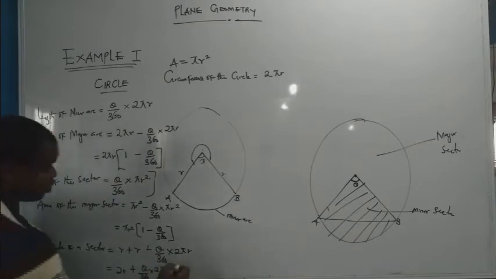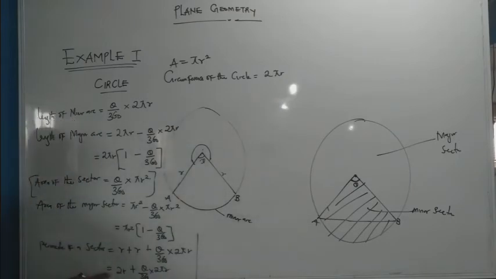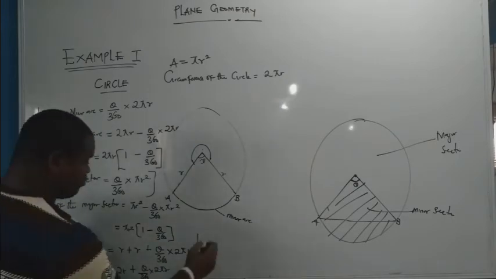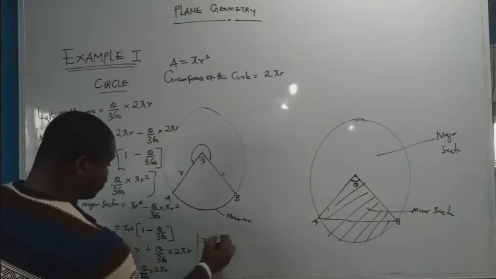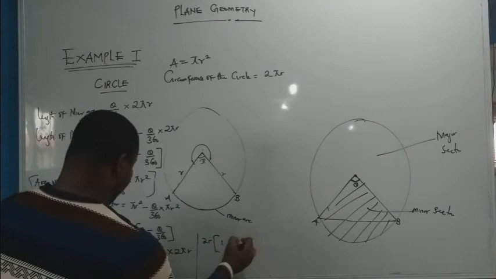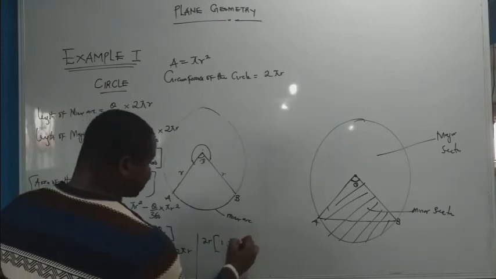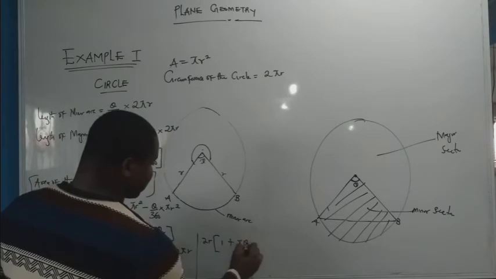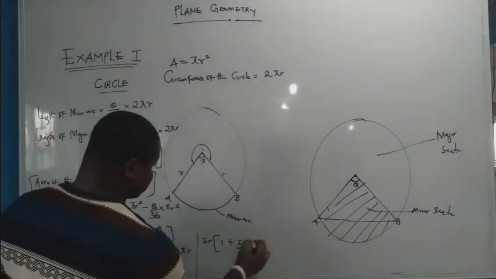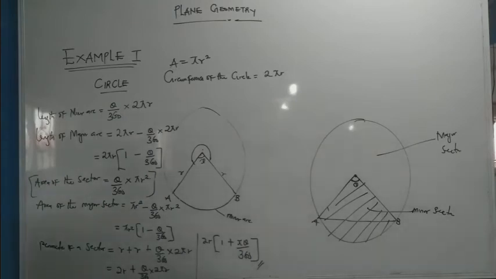You can factorize that. When you factorize this, what do you get? You're going to have 2r in bracket 1 plus pi theta over 360. So this is the formula to calculate the perimeter of a sector. So 2r, 1 plus this.